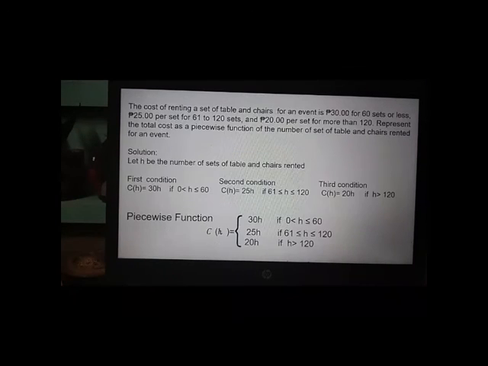Okay, another example. The cost of renting a set of table and chairs for an event is 30 pesos for 60 sets or less, 25 pesos per set for 61 to 120 sets, and 20 pesos per set for more than 120.